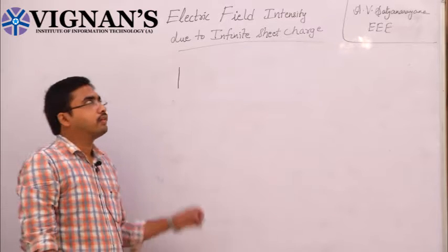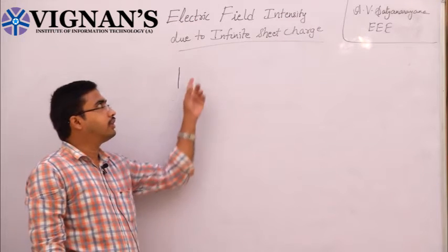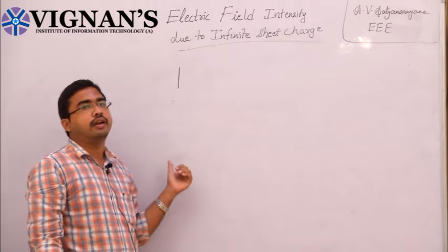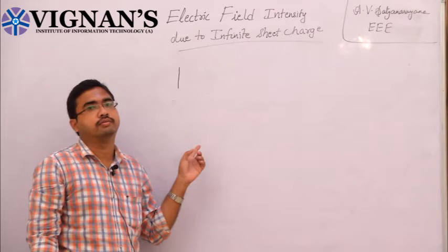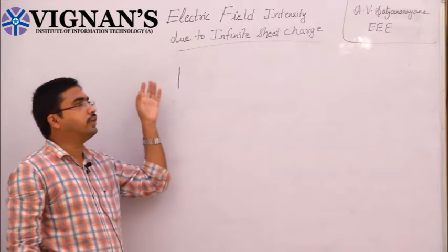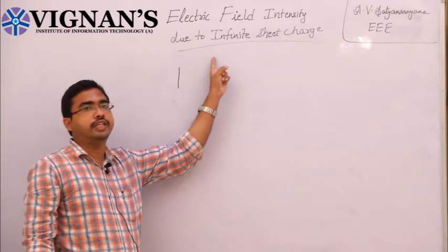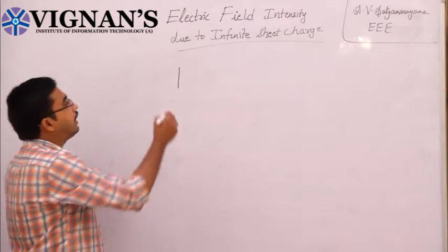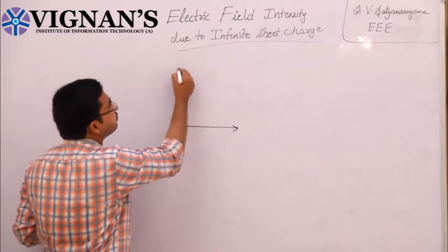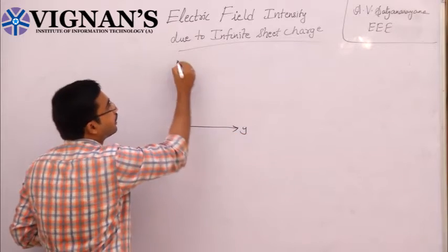Welcome friends. In the last class, we discussed the derivations of electric field intensity E due to an infinite line charge and due to a charged circular ring. Now, the third derivation is we need to derive the electric field intensity at a point P due to an infinite sheet of charge. So, let us assume a sheet charge.